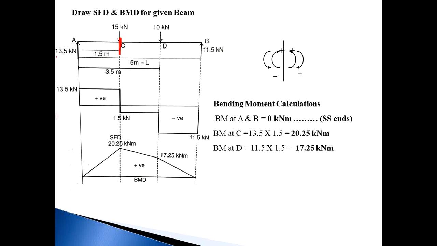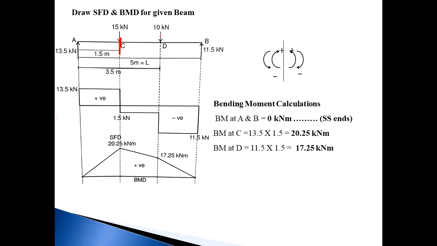So the force is 13.5 kilonewton. With respect to C, the direction of the moment is clockwise, and on the left side a clockwise moment is positive. So the force is RA, that is 13.5 kilonewton, and the perpendicular distance from point C is 1.5. So bending moment at C is equal to 13.5 multiplied by 1.5. The calculation gives 20.25 kilonewton meter. This is the bending moment at C.